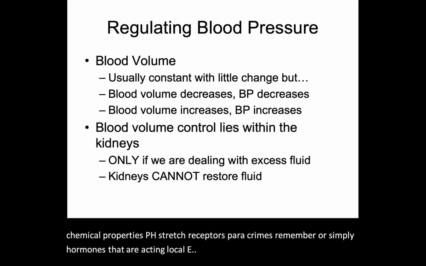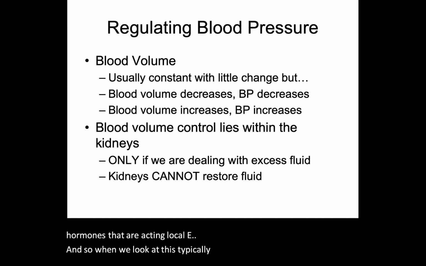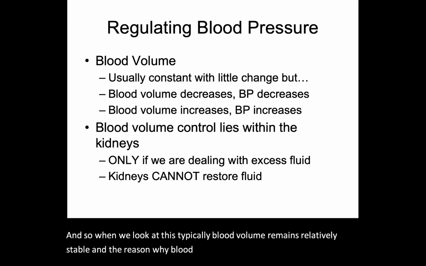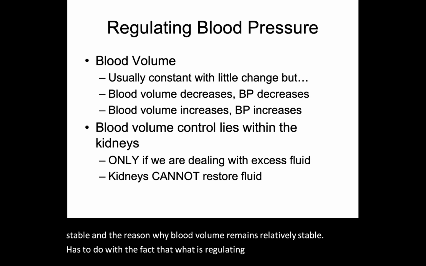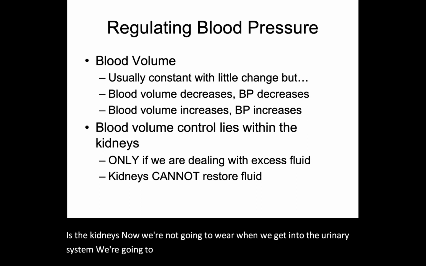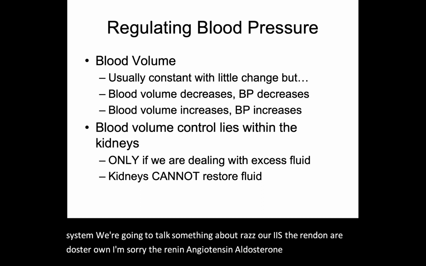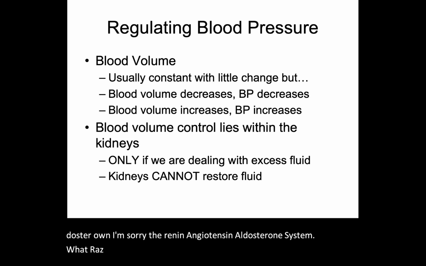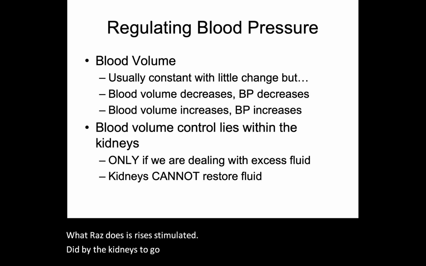And so when we look at this, typically blood volume remains relatively stable. Right? And the reason why blood volume remains relatively stable has to do with the fact that what is regulating blood volume is the kidneys. Now, when we get into the urinary system, we're going to talk about RAAS, the renin-angiotensin-aldosterone system. And what RAAS does is, RAAS is stimulated by the kidneys to regulate blood volume.